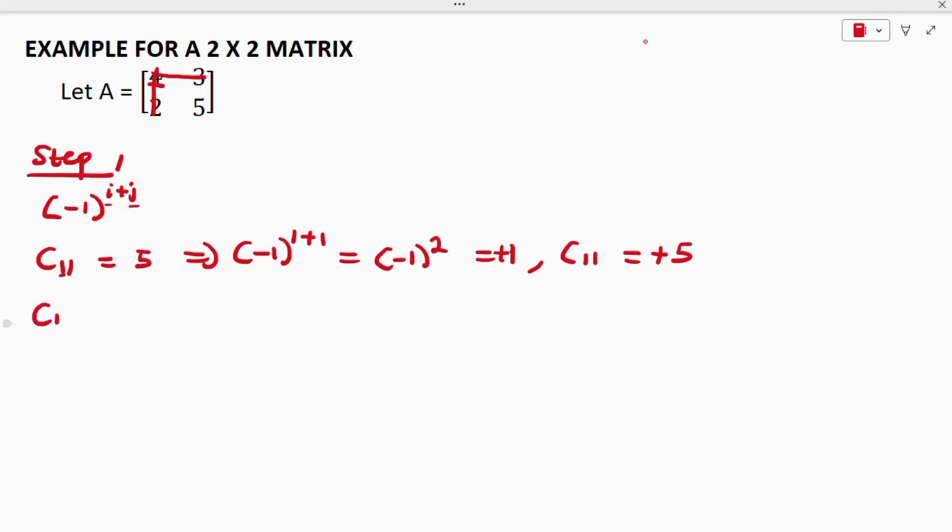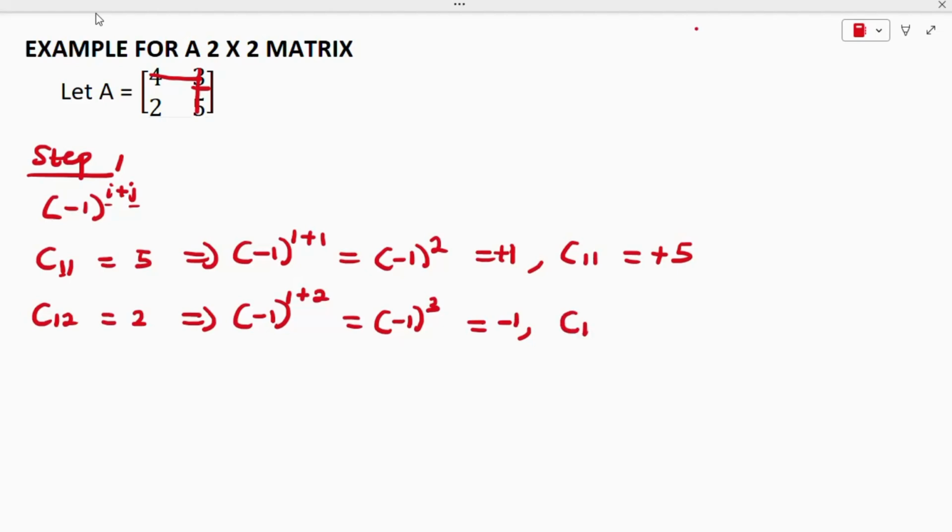Alright, so let's go to C12. For C12, the row that belongs to C12 is out, and the column that belongs to C12 is out. So for that we have 2 left. So C12 is 2. Now we apply the sign pattern: minus 1 raised to the power of i is 1 plus j is 2, which is minus 1 raised to the power of 3, which equals minus 1. So C12 is equal to minus 1 multiplied by 2, which is negative 2.